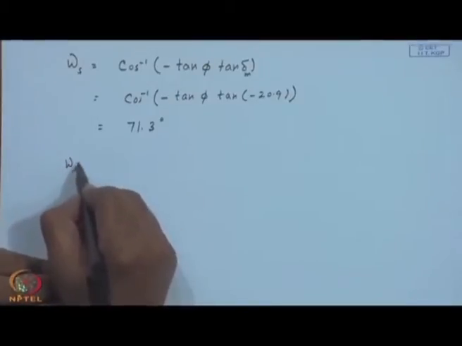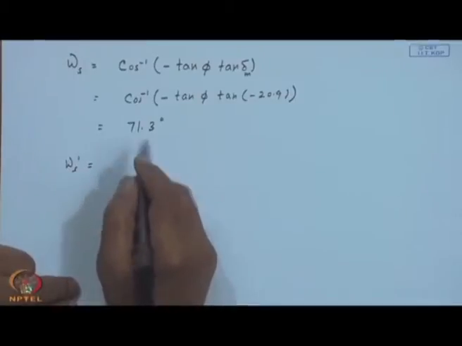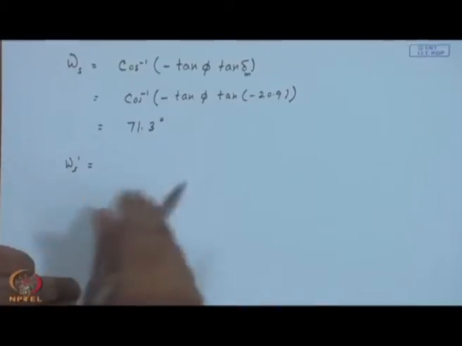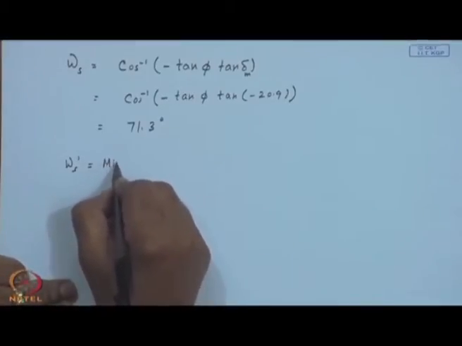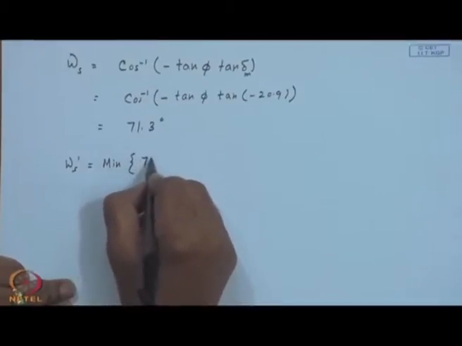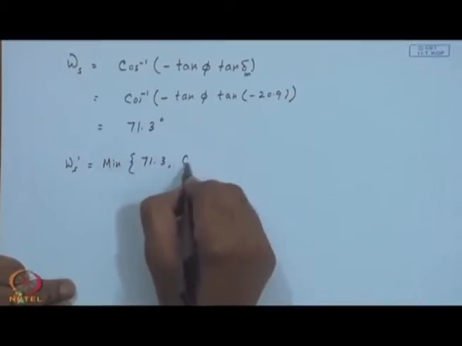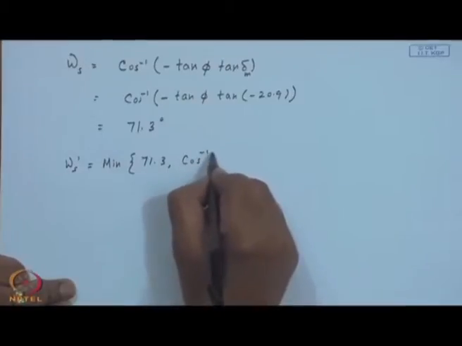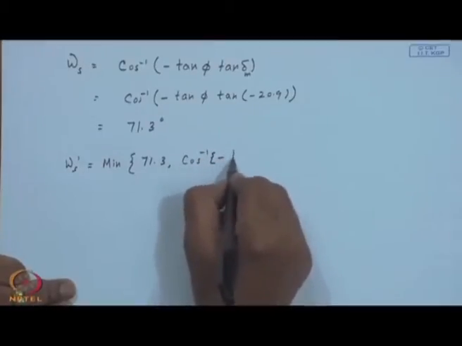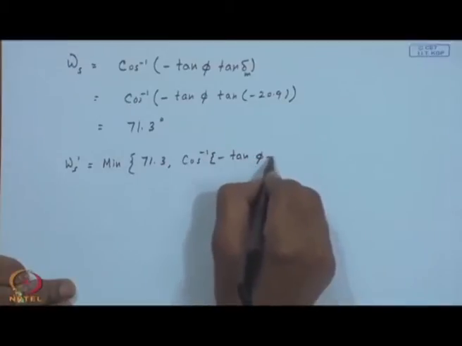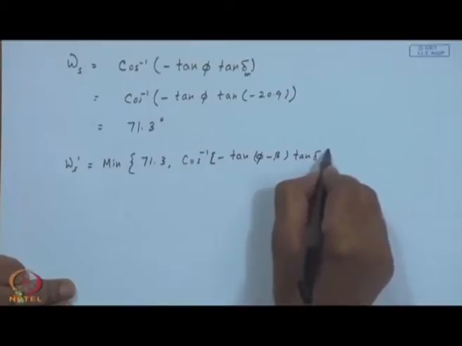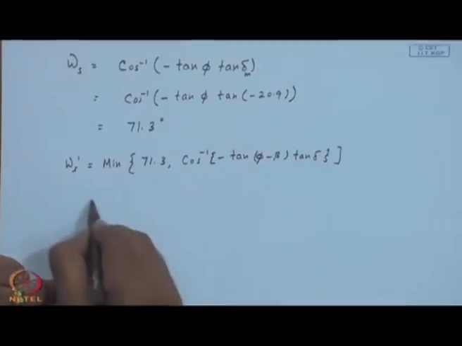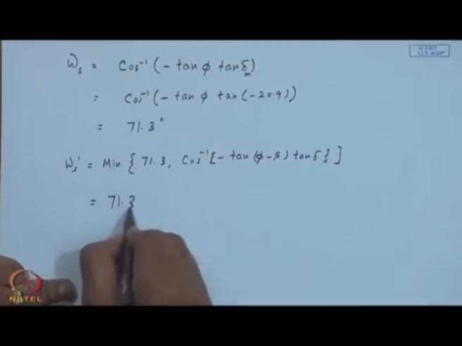And omega s dashed for this south facing surface, we know trigonometry, obviously this will be lower than that. However, you can calculate it as the minimum of 71.3 and cos inverse of minus tan of phi minus beta tan delta, which is 71.3 degrees.